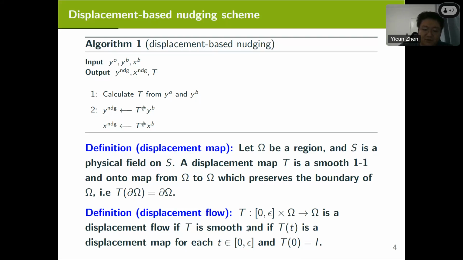We require that T is smooth, and for each time, T of t is a displacement map. And when t is equal to 0, the starting displacement map is the identity. So you can think that this flow starts from the identity map. And as time moves forward, this displacement map changes with time. So this is a time sequence of displacement maps, and we call it a displacement flow.